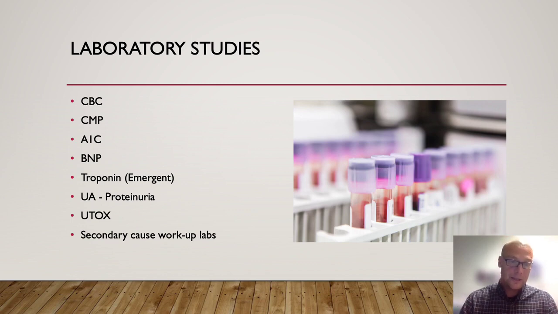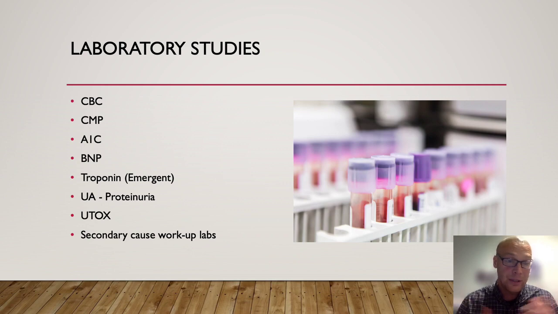Then there's laboratory studies. Some of these are more in the emergent setting, but in the general setting, CBC, CMP, A1C, BNP, troponin if you're in the ER, if the patient's having cardiac issues or suspected. UA, you're looking for protein. UTOX, my area, because it's very prevalent for methamphetamines up in this area, which can be a cause of elevations in their blood pressure. It's really important to get something like that. Cocaine will do it. Those also cause chest pain, which is why a good troponin is also good with that.